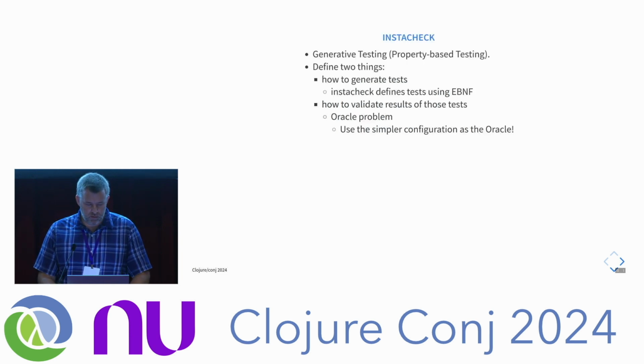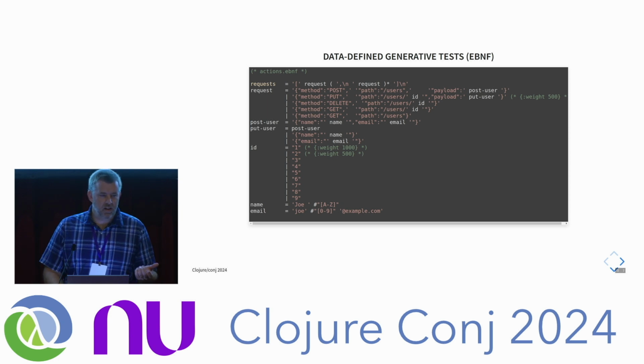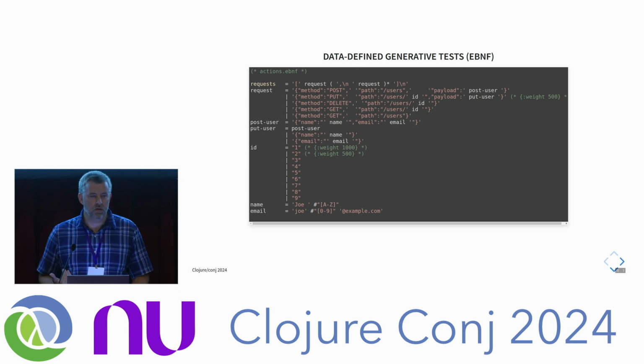All right, so this is what the EBNF grammar looks like that Instacheck uses. Again, this is an EBNF document. And what this specific one is defining is basically going to generate a JSON list that contains maps. And each of those maps defines HTTP requests that we want to make to the system. So technically, this is actually an EBNF grammar for parsing a test. But what Instacheck does is turn this around and use it to generate random tests that conform to the grammar.